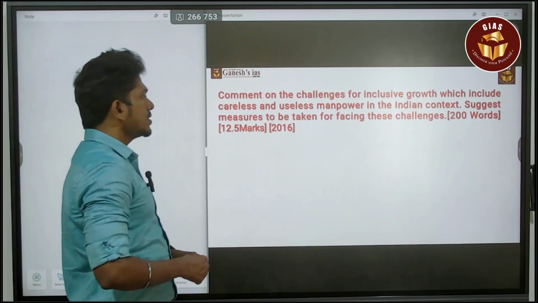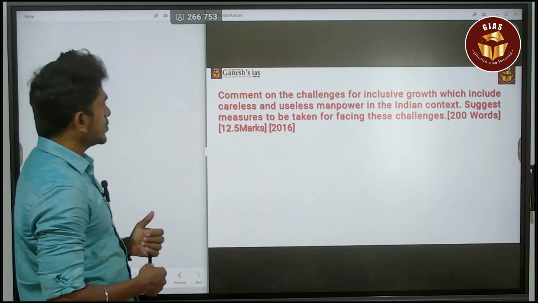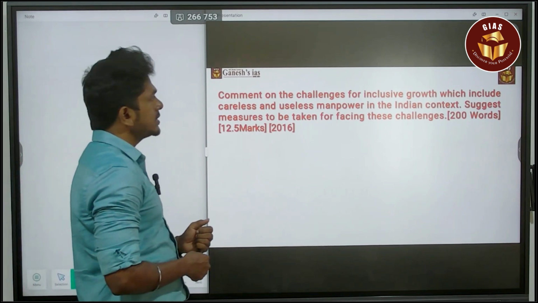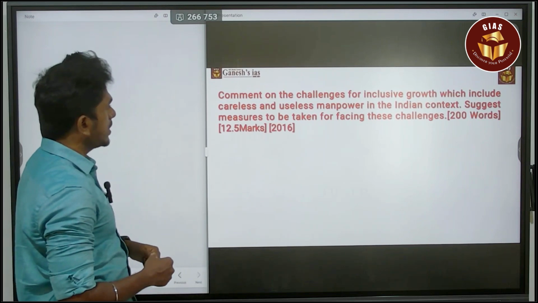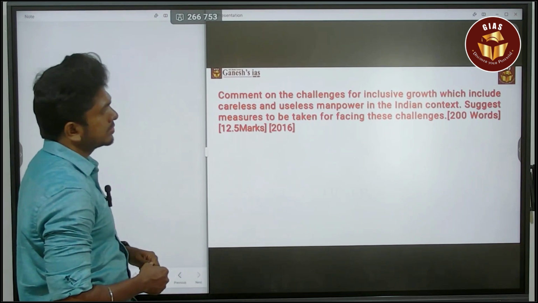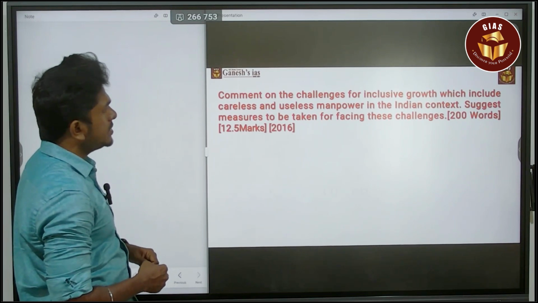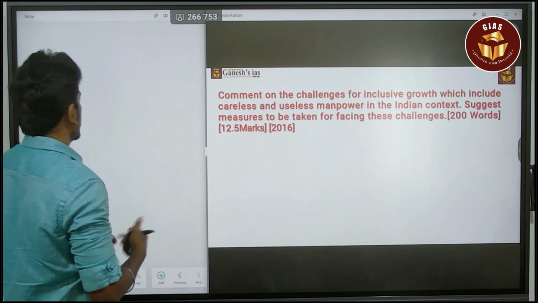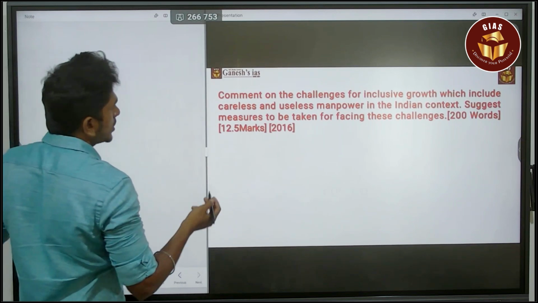Okay, this question was asked in 2016. It is a 12.5 mark question. The question is: comment on the challenges for the inclusive growth, which include careless and useless manpower in the Indian context. Suggest the measures to be taken for facing these challenges. So, first thing, the question is about command.